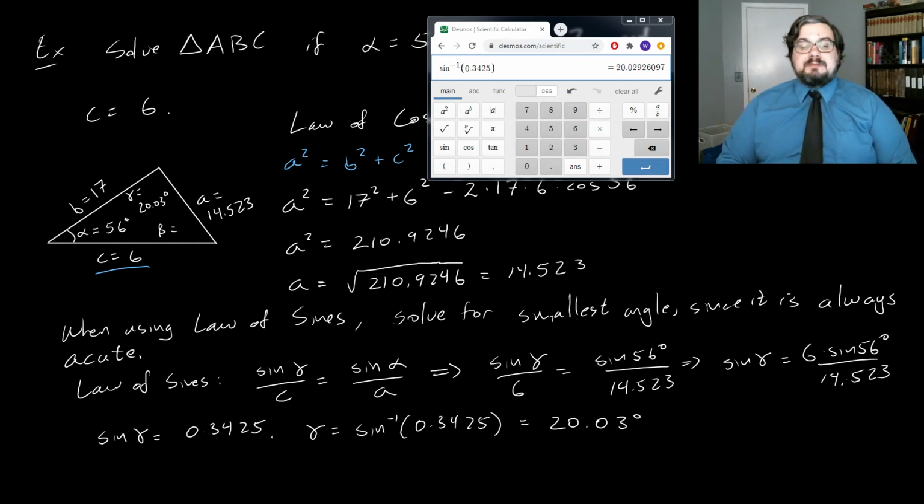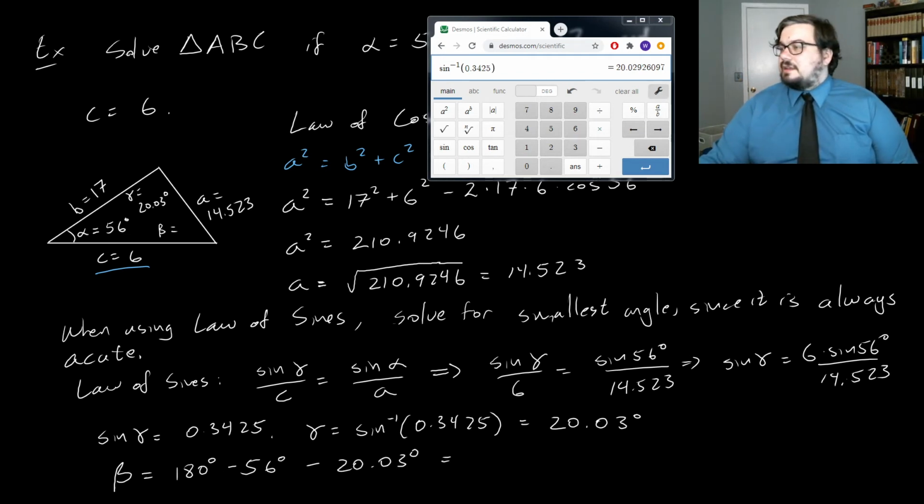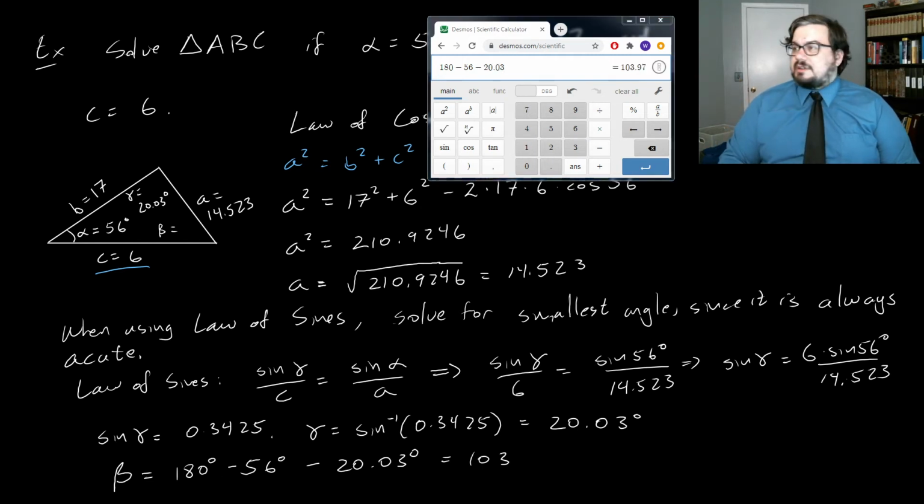The last thing to do is to figure out what beta is. This is straightforward because now we have two of the angles in the problem. We just need to say, well, beta is 180 degrees minus 56 degrees minus 20.03 degrees. And that's going to give us 180 minus 56 minus 20.03, which gives us 103.97.